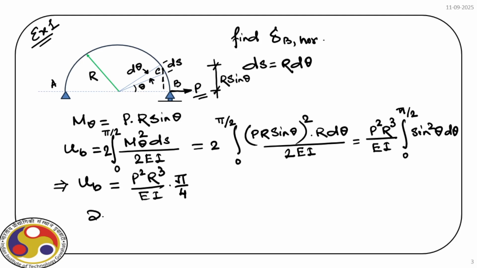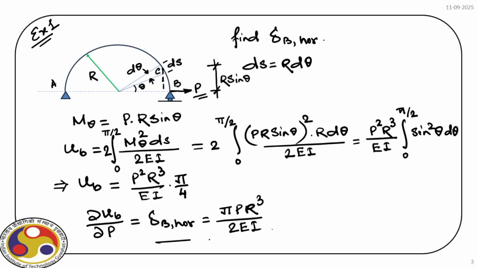Therefore, if we differentiate this bending strain energy with respect to the force P, we get delta B horizontal, which is equal to pi P R cube divided by twice EI.